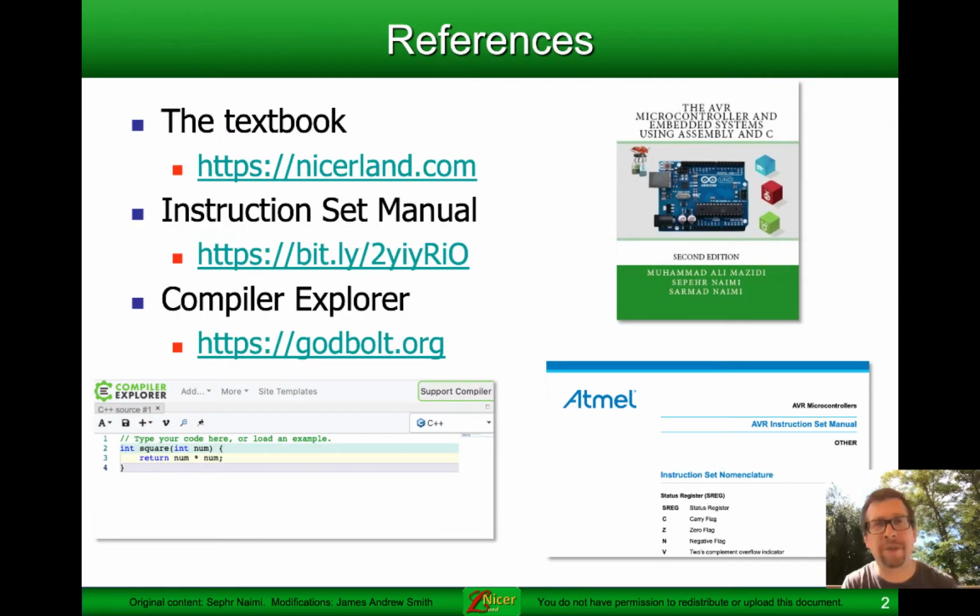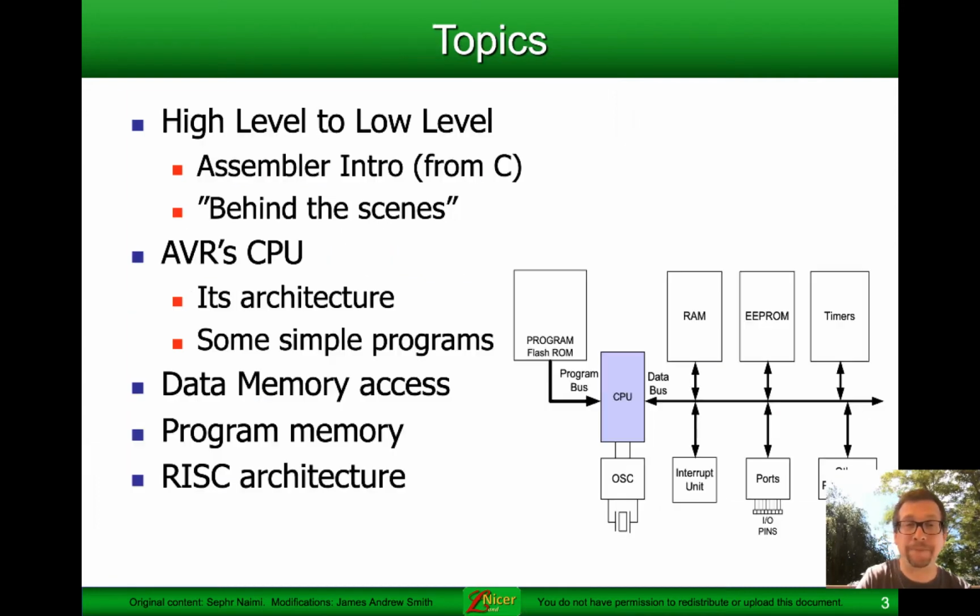All right, in terms of references, we have three. The textbook, which you can find references to, and vendors at nicerland.com. There's the instruction set manual for the AVR series of microcontrollers, including the Atmega 328 that we're using here on the Arduino Uno board. And there's Compiler Explorer, which I really like using to better understand assembly and its relationship to higher level languages like C.